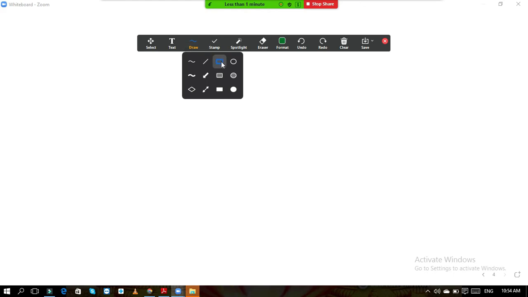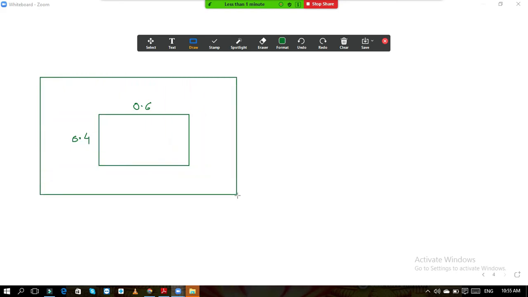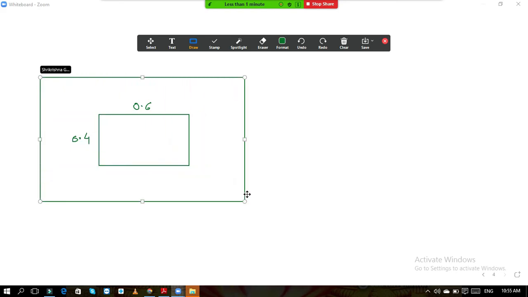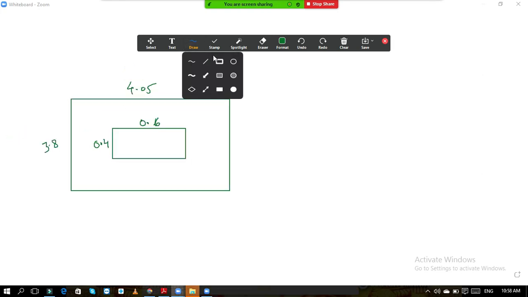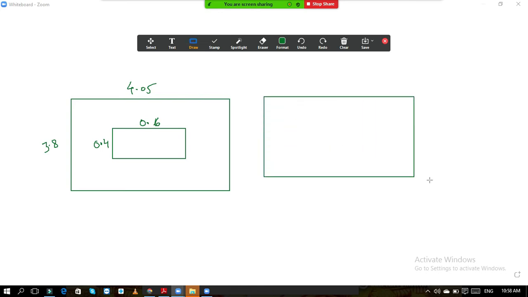So before doing the calculation of the steel now, suppose if I rotate this, suppose now if I draw it like this, okay, if I rotate the figure, so suppose now this is 0.6, this is 0.4, this is our column, and now if we draw the footing, so this is our footing. Okay, it doesn't matter, we are just rotating. This is 4.05 meter, this is 3.8 meter. So while providing the steel, now I will draw the column over here.